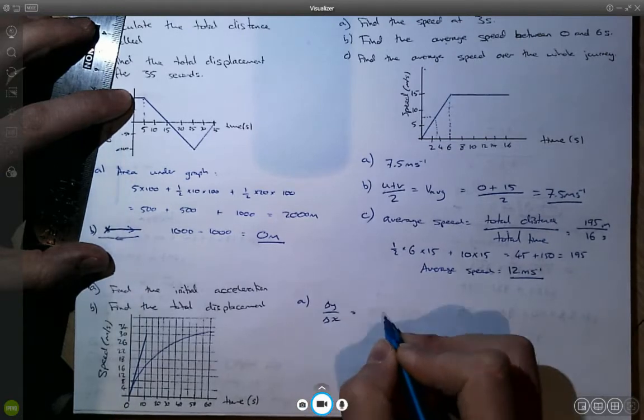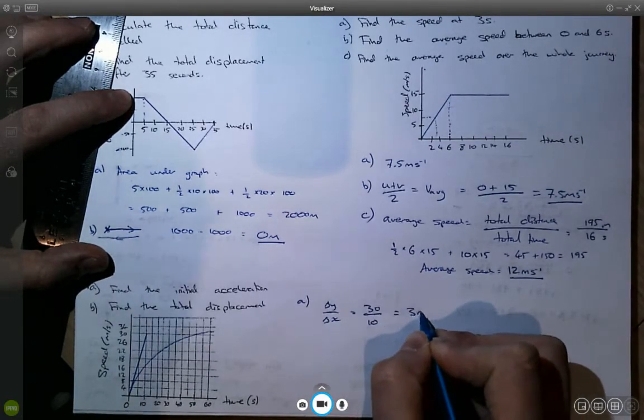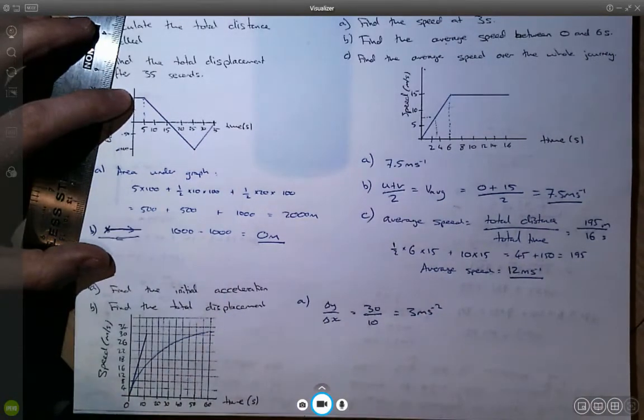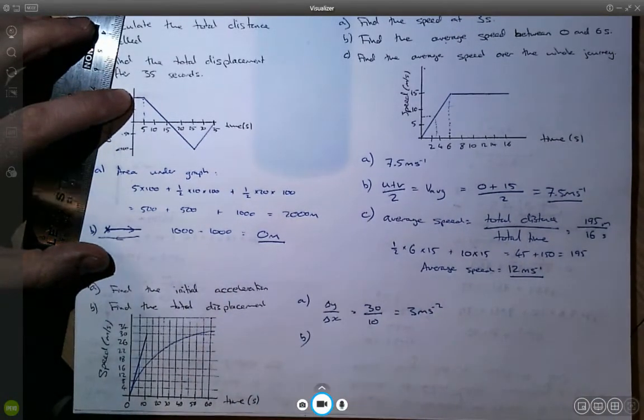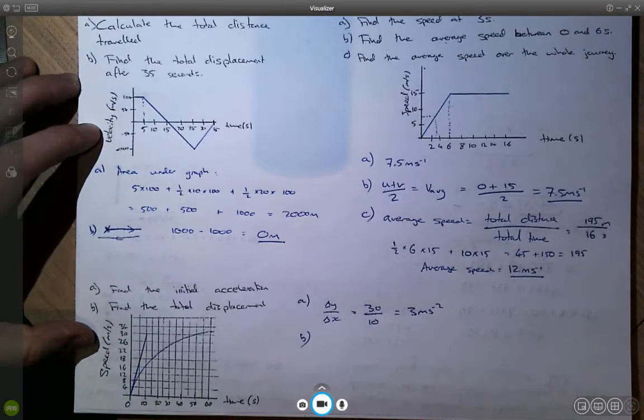And we need to work out the gradient of this tangent. So that's going to be 30 over 10, which is 3 meters per second squared. Part B says find the total displacement. So we want the area under the graph.